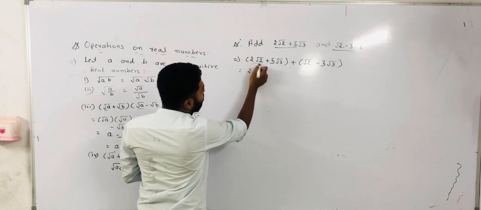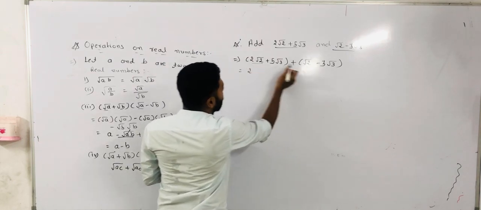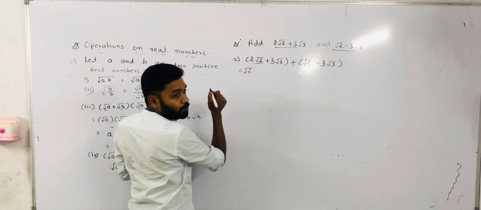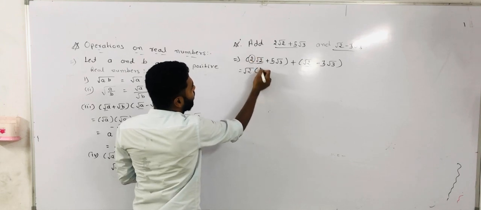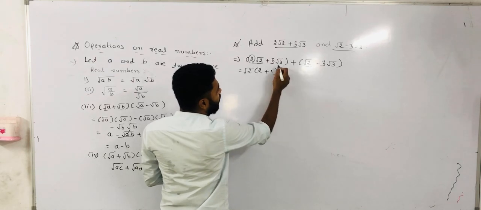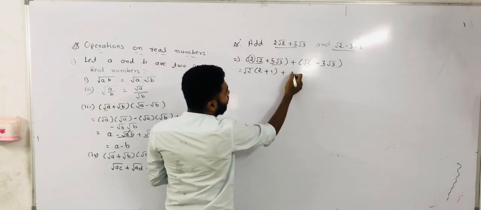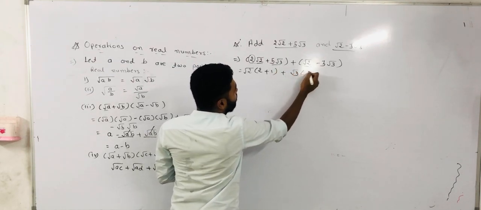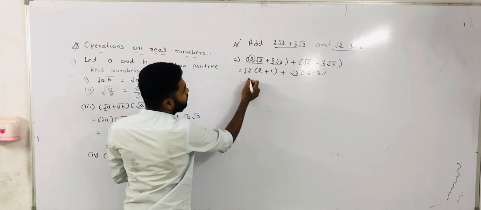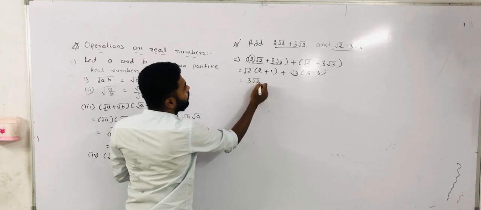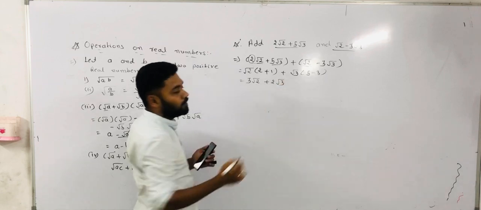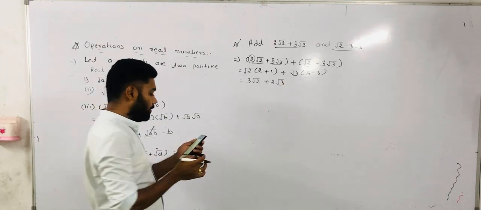root 2 कहाँ पे है? तो in first term and in third term. तो दोनों टर्म में से we can take root 2 common. If you take root 2 common, तो यहाँ पे रिमेनिंग क्या रहेगा? 2 और यहाँ पे 1. सिमिलरली यहाँ पे 5 root 3 minus 3 root 3. तो root 3 common, तो रिमेनिंग 5 minus 3. So what will be the answer? 2 plus 1, 3. 3 root 2 plus 2 root 3. This way you can add.